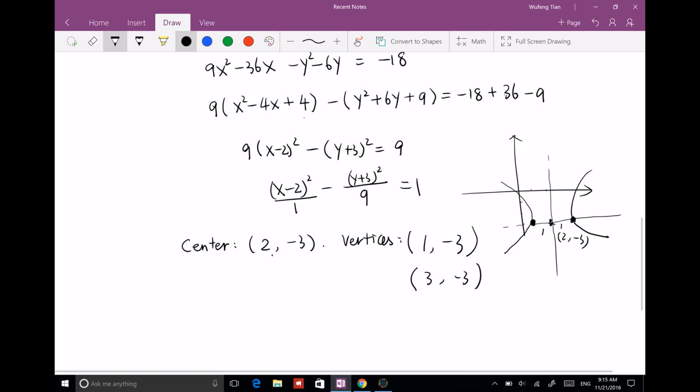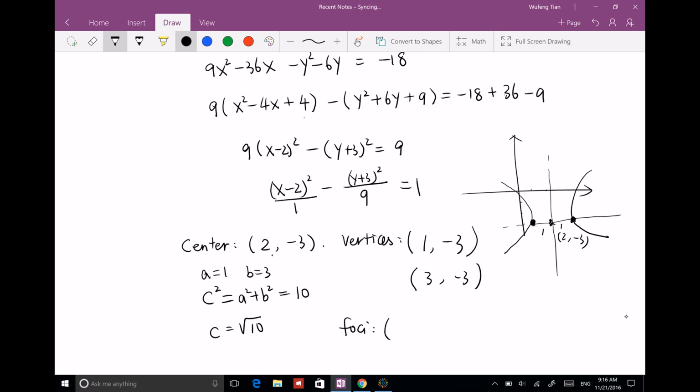Okay, vertices. So what are the foci? First we need to find C, right? So what do you got for C? So a equals 1, b equals 3. C squared equals a squared plus b squared, so equals 10. So c equals square root of 10.